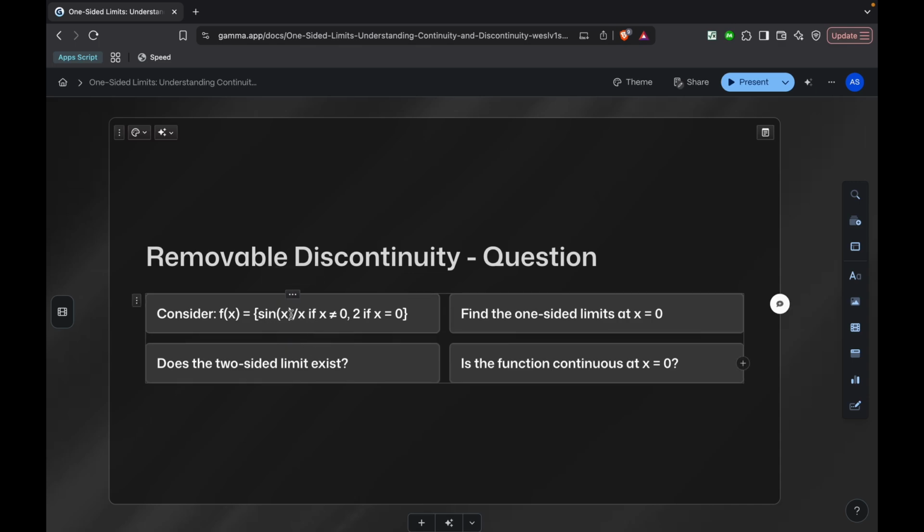Now we have sine x over x if x is not equal to 0, and 2 if x is equal to 0. So, if we find the one-sided limits at x equals 0, we can do this without really having to do much algebraic substitution. If we have something like pi over 3, where it's 1 over 2 divided by pi over 3, that basically becomes closer and closer to a certain value. And if we substitute 0, it's not going to show, but it is actually 1.